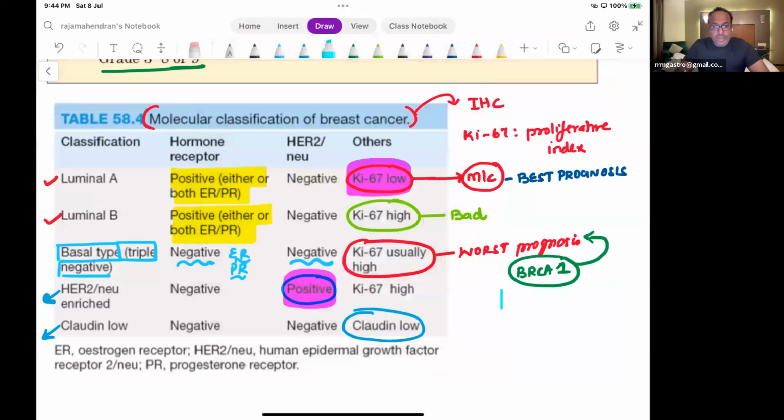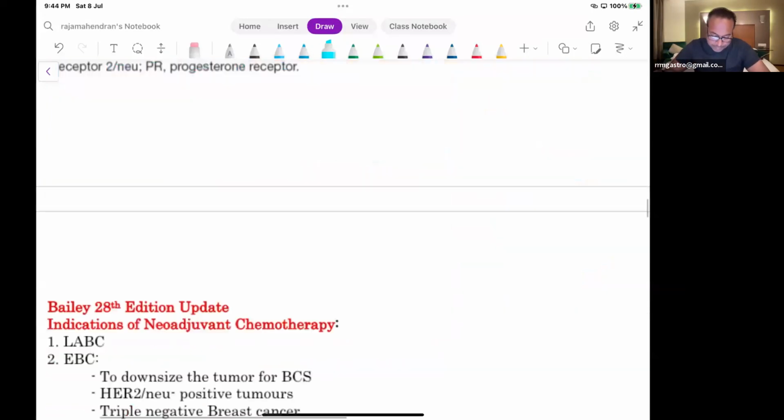Don't miss this table. So basal type cancer, triple negative cancer, is ER-PR negative, HER2 negative, and it carries the worst prognosis and is associated with BRCA1 mutation.